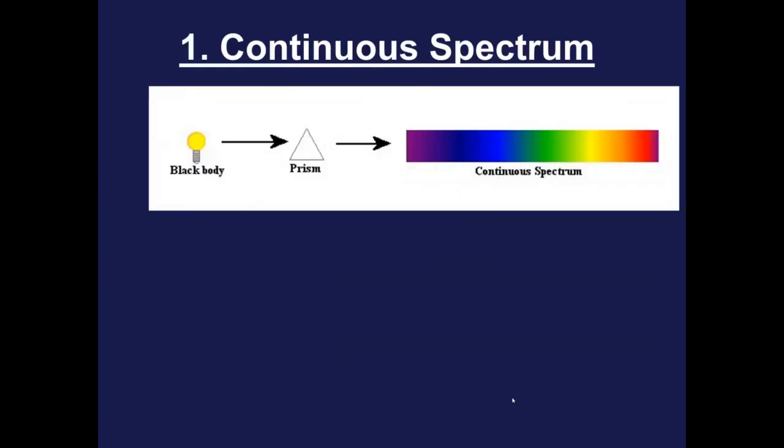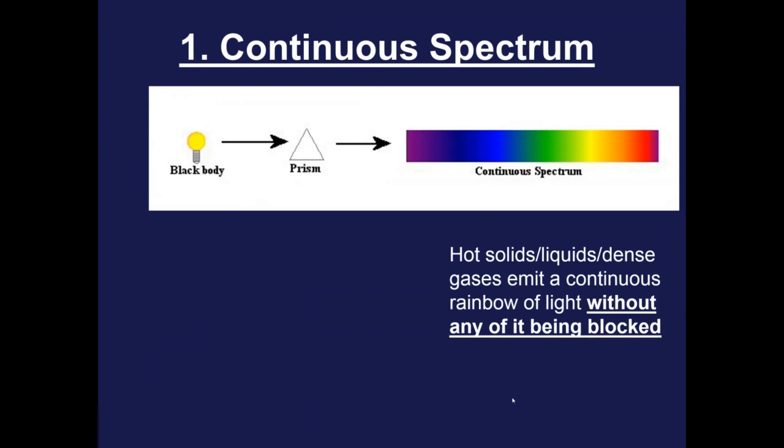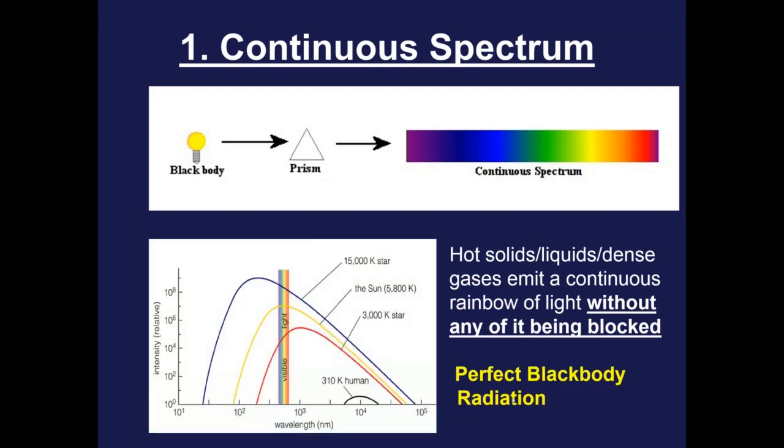So a continuous spectrum, again, you've got a black body emitter, and you pass its light through a prism, and you get a continuous spectrum. You just get all the colors more or less continuously, but not equally, all right? So if you have a very hot or dense object, then it will put out all colors with no colors being blocked or lost. So this is basically perfect black body radiation. But remember, it's not all equal in amounts.